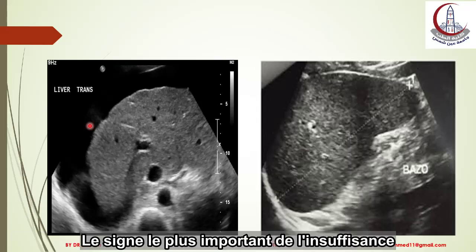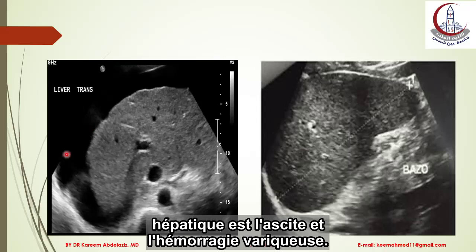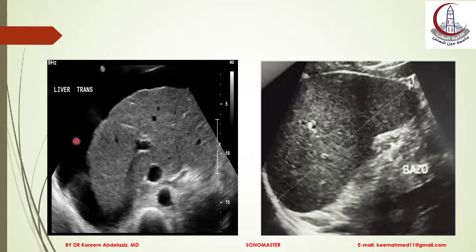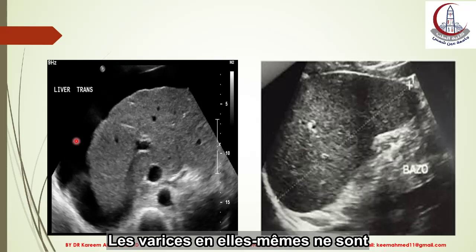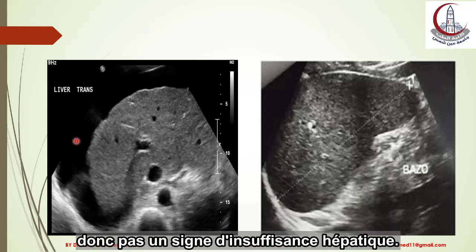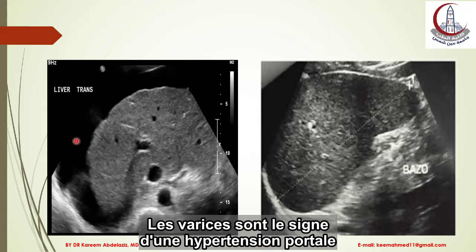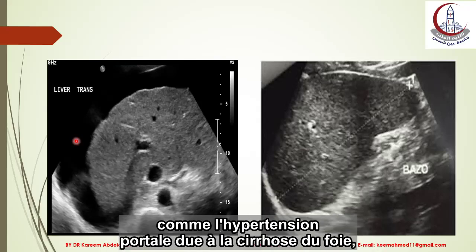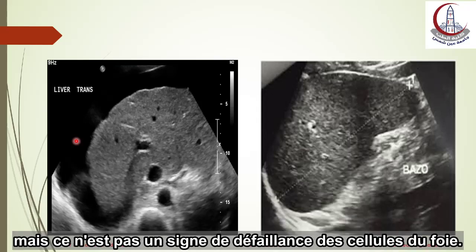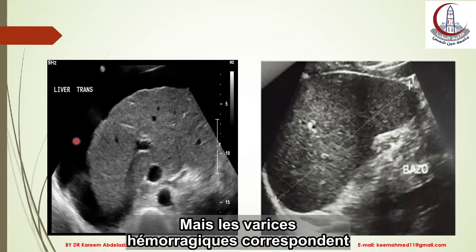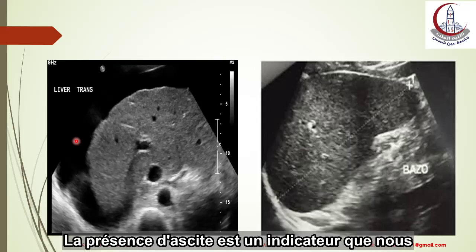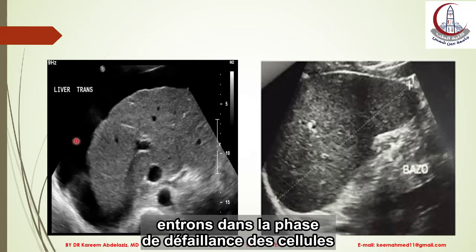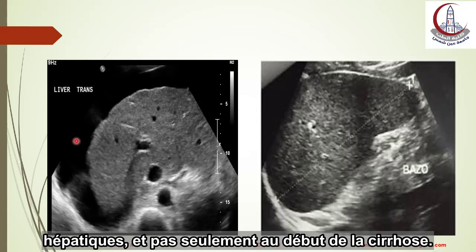And what is the most important sign of liver cell failure? It is ascites and variceal bleeding. Varices itself is not an indication of liver cell failure. Varices is an indication of increased portal pressure, which is known as portal hypertension due to liver cirrhosis, but it's not a sign of liver cell failure. But bleeding varices is a more advanced stage of cirrhosis. Presence of ascites is an indicator that we are entering the liver cell failure stage, not only early cirrhosis.